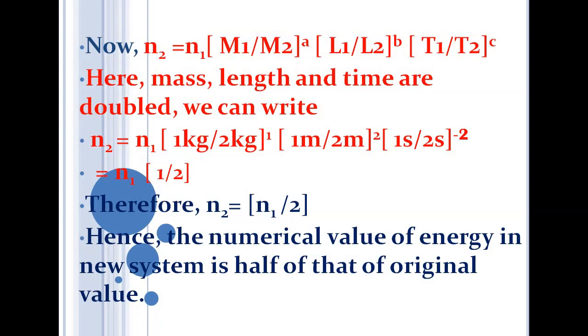In this way we can simply find how there is a variation in the numerical value of a given physical quantity from one system of unit to another system of unit. Let's see the next problem.